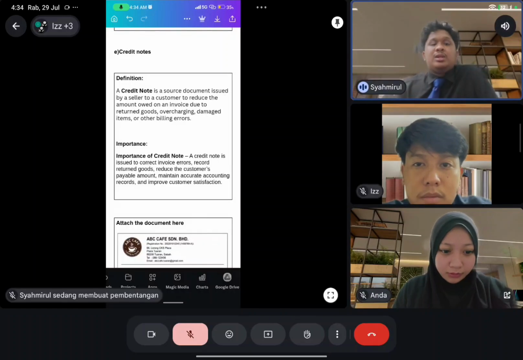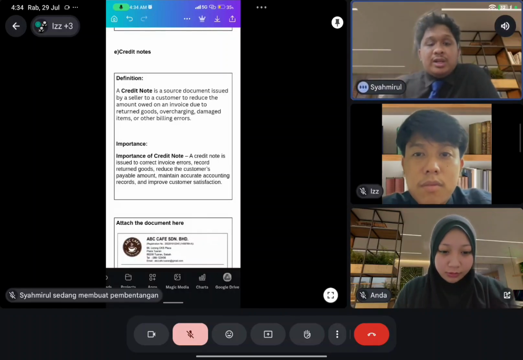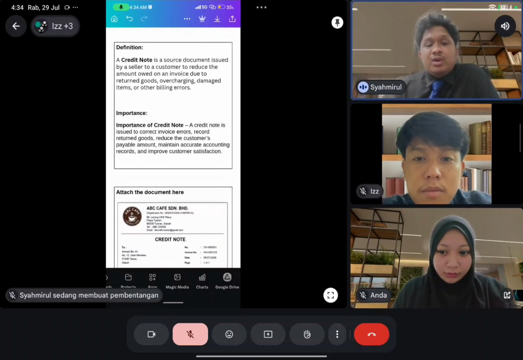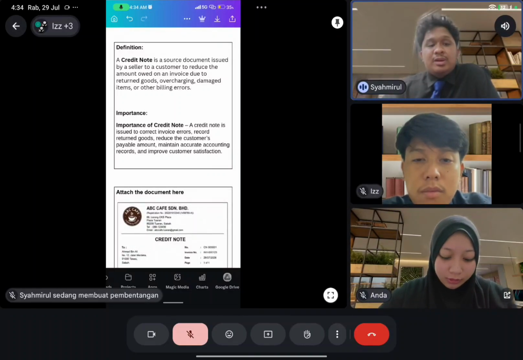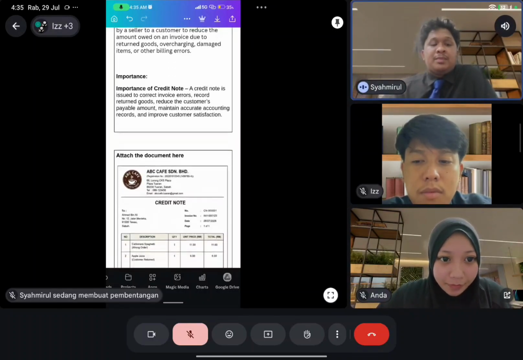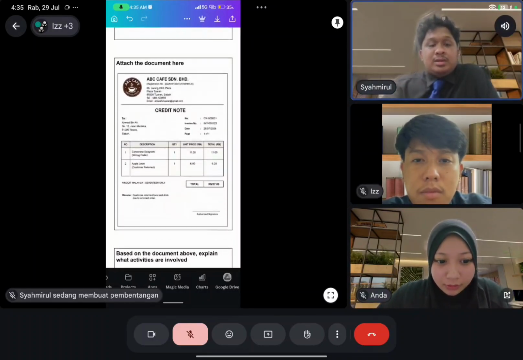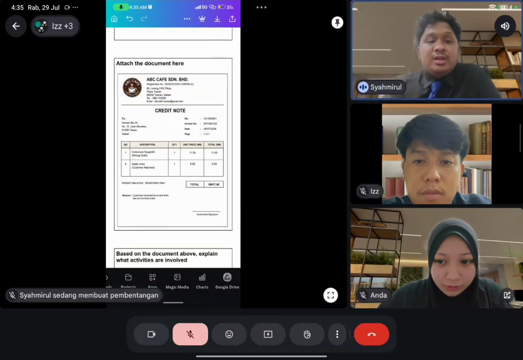The credit note is important because it is issued to correct invoice errors, record returned goods, reduce the customer payable amount, maintain accurate accounting records, and improve customer satisfaction. This is the example of a credit note.